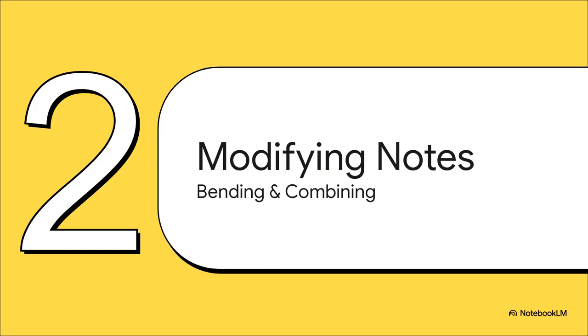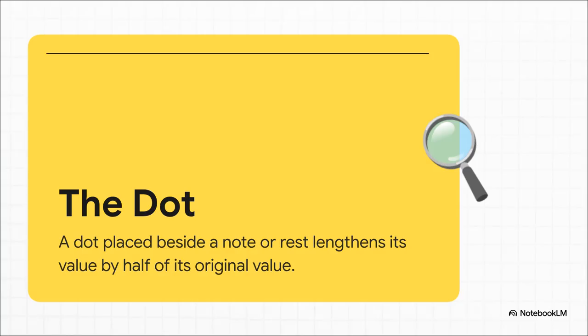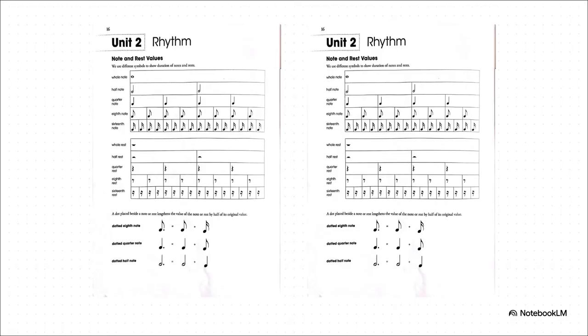All right, so we've got our letters. Now it's time to start making words. And in music, we do that by tweaking and combining these basic notes to make rhythms that are way more interesting. Our first little trick is the dot. It's super simple. When you see a dot right after a note, it's just a little instruction that says, hey, take this note and add half of its original value to it. That's it. This one little dot is what creates those longer, kind of lilting, syncopated rhythms you hear all the time.